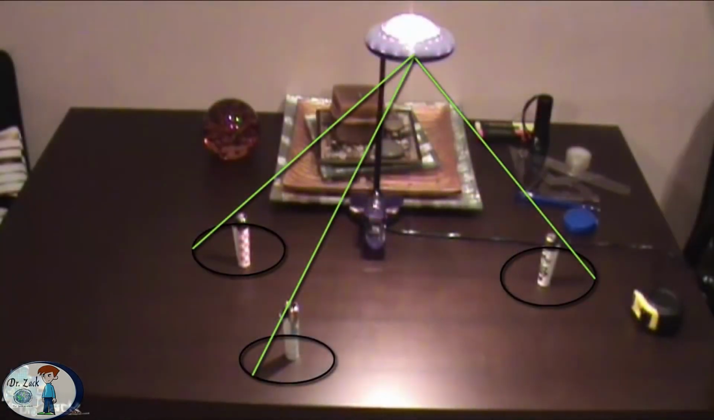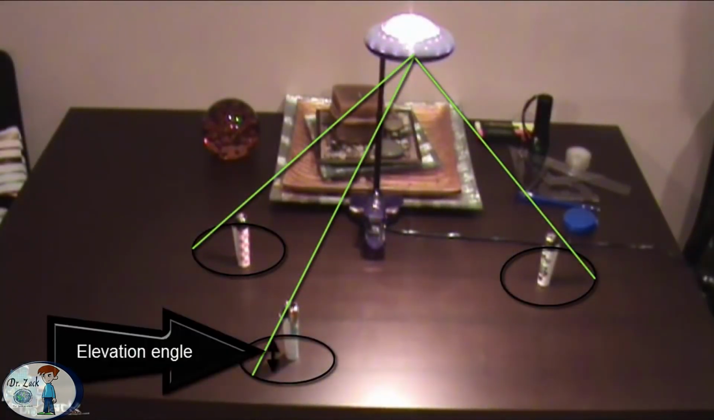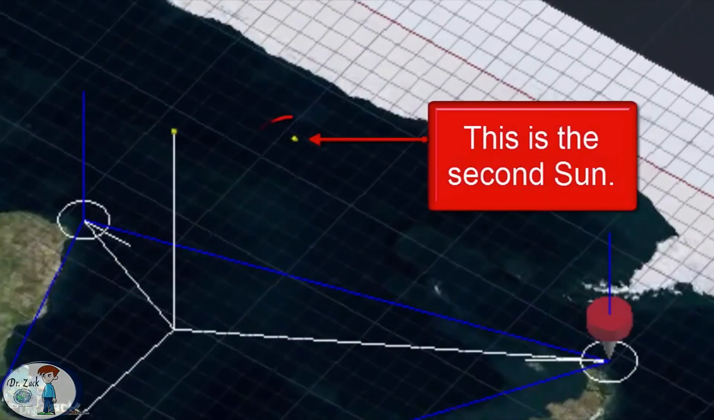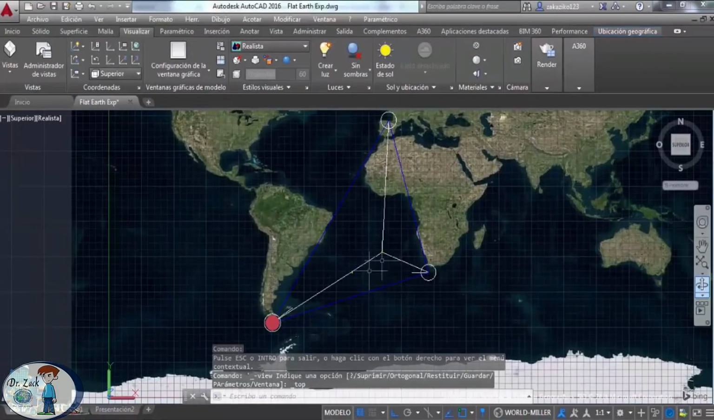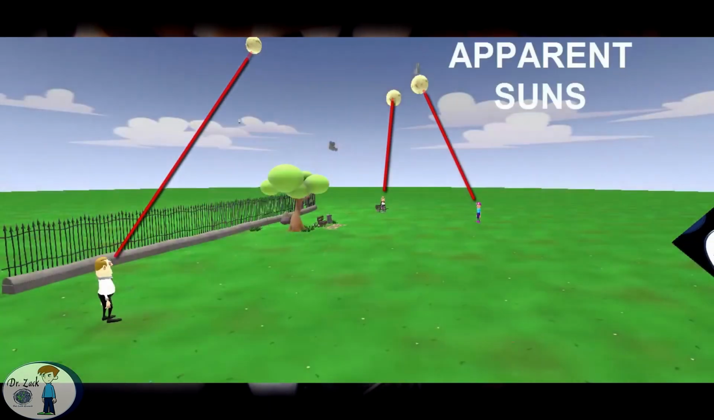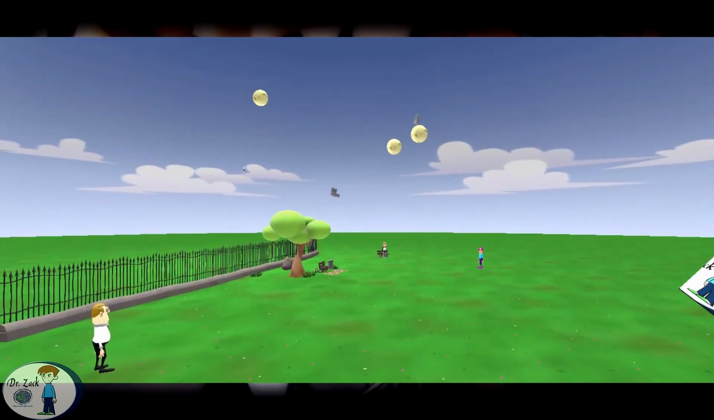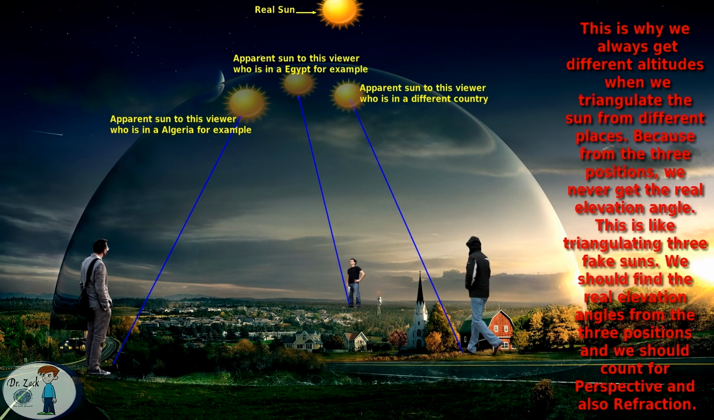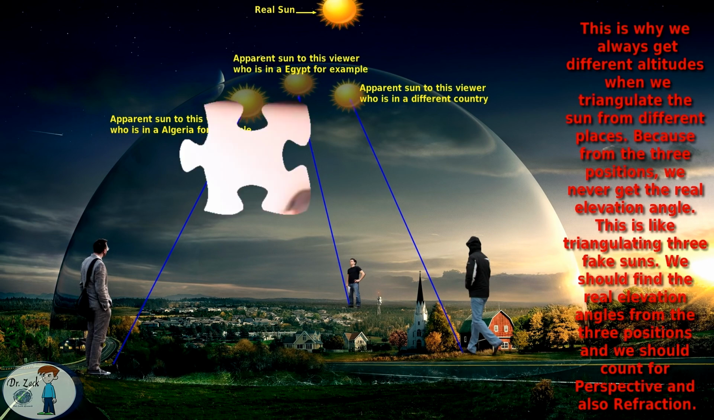I couldn't continue drawing the flat earth map with the triangulation method that I talked about a few months ago, if you remember, because I found out that I was triangulating the fake position of the sun. So triangulating the sun from 3 different positions is like triangulating 3 suns at the same time, and that will never ever give you a precise number. So that is why I stopped plotting the map, and right now I'm just focusing on how to locate the real position of the sun.